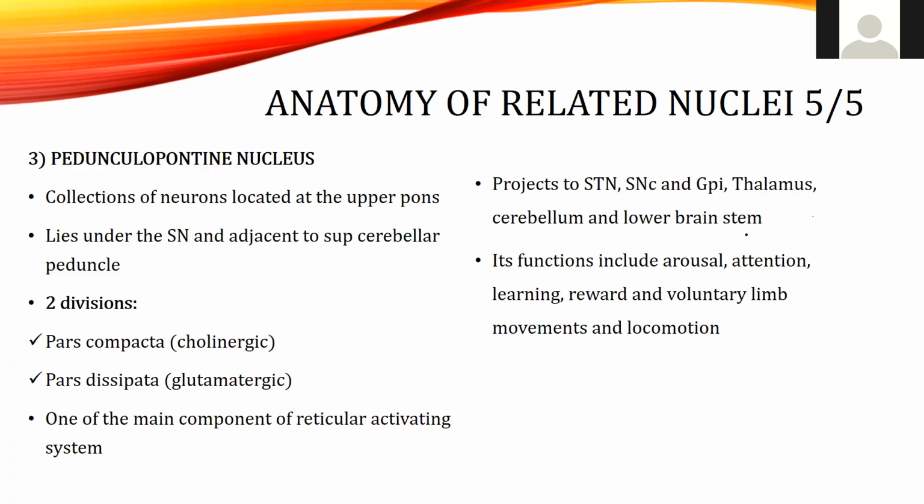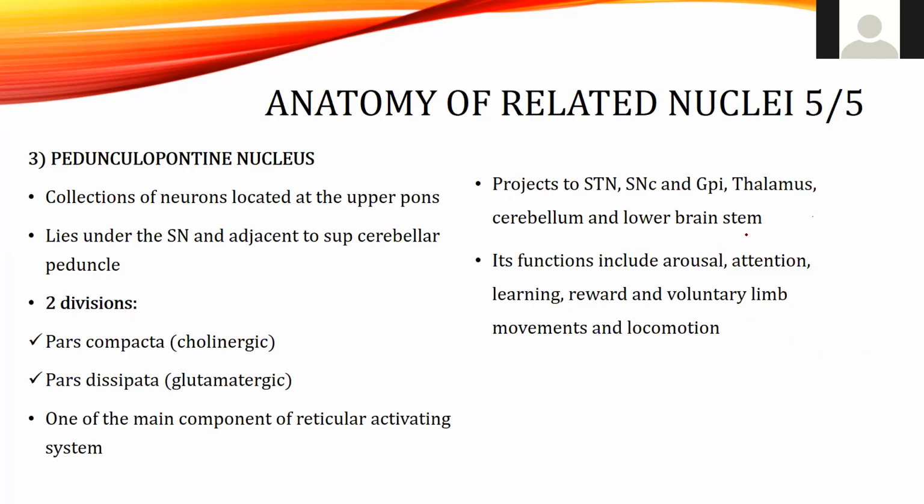Thirdly, we have the pedunculopontine nucleus. The pedunculopontine nucleus is a collection of neurons located at the upper pons. They lie under the substantia nigra and are adjacent to the superior cerebellar peduncles. They are made up of two parts. We have the pars compacta, which is cholinergic, and we have the pars dissipata, which is glutamatergic. It is one of the main components of the reticular activating system.